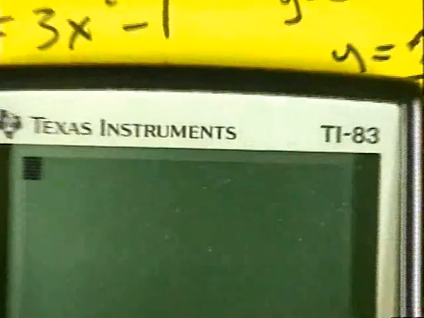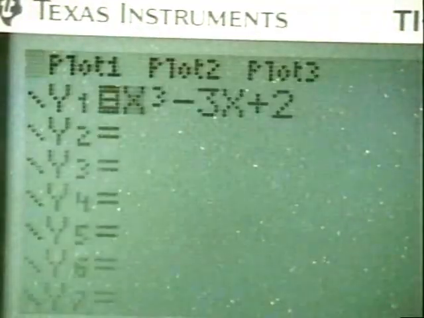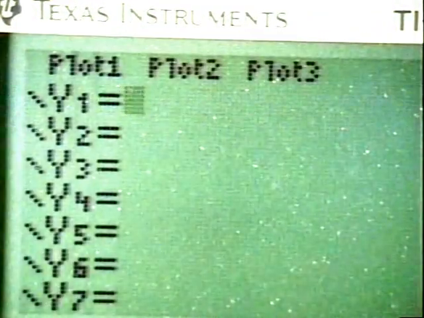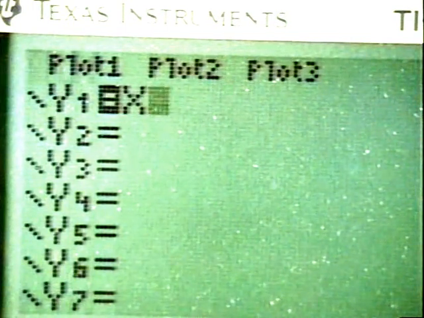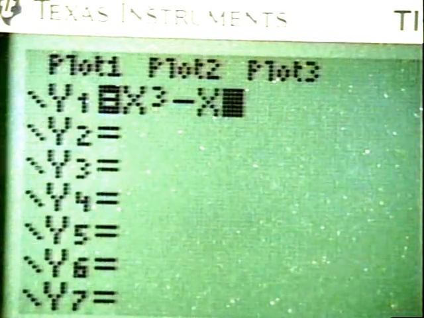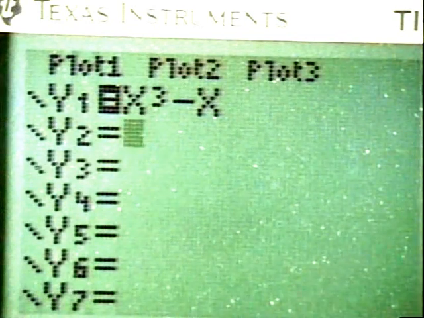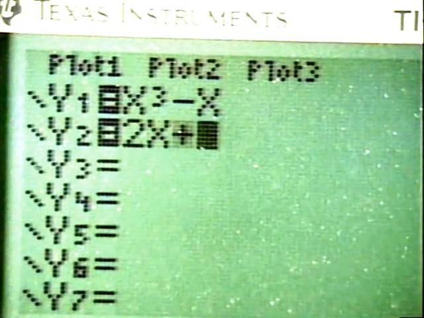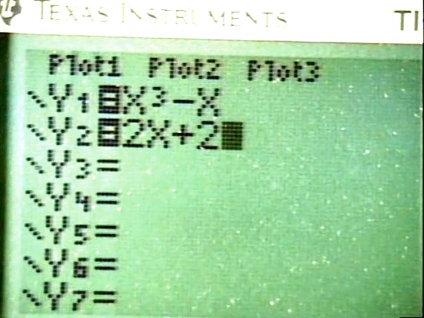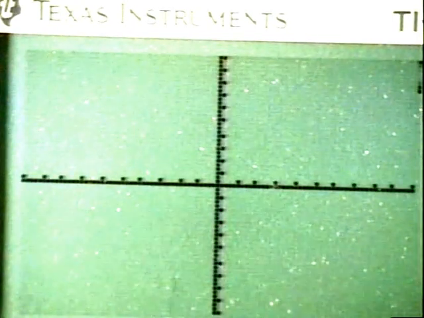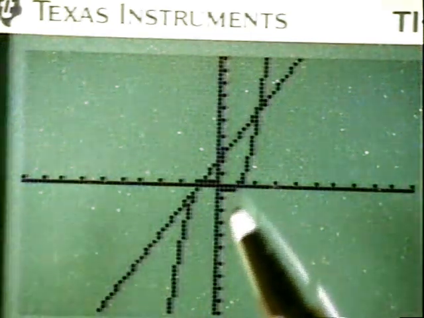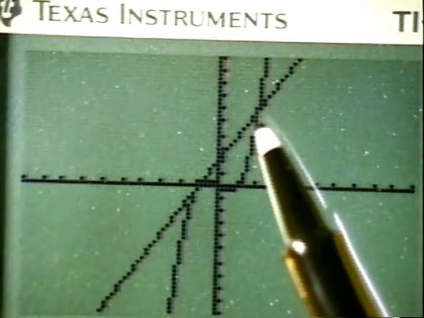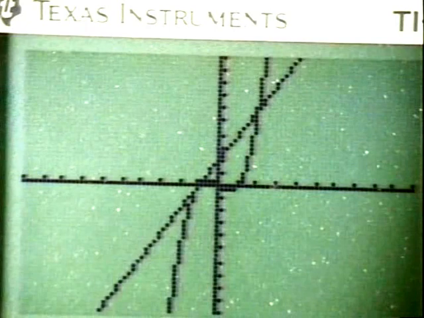What we could do is sort of cool. There are two ways to do the problem. You could find the root there, but you could also graph x cubed minus x and 2x plus 2, and find out where they intersect each other. Isn't that so cute? We already know they intersect at -1, 0, and they intersect right there also. And you know how to do intersect?